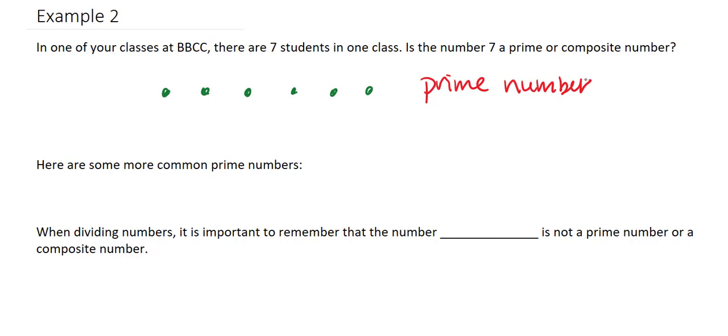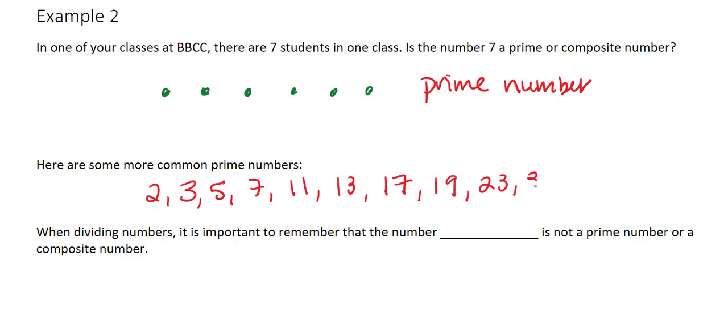So let's go over some other common prime numbers. We have 2, 3, 5, 7, 11, 13, 17, 19, 23, and 31. So those are some common prime numbers, up to 31. And if we look at all those numbers in between from 2 to 31. When dividing numbers, it's important to remember that the number 1 is not a prime number or a composite number. So we did leave out the 1 in the prime numbers, and that's why it's not either.